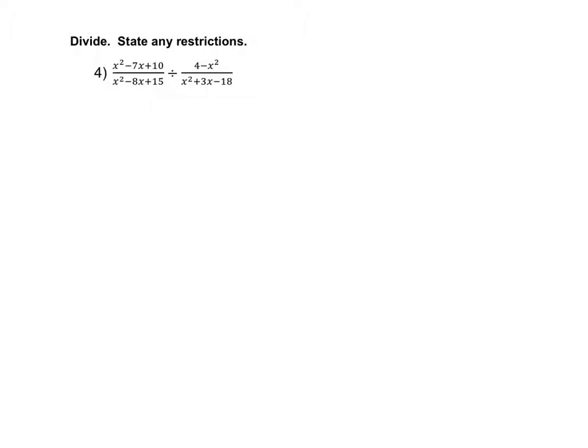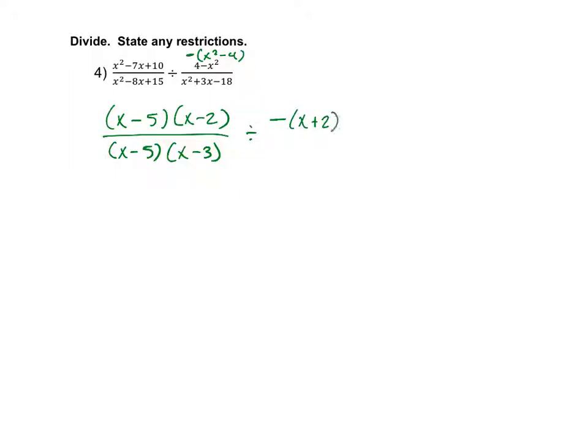So when I'm dividing fractions, we're going to start by factoring everything out. So this is x minus 5, x minus 2 divided by x minus 5, x minus 3, divided by... I'm going to factor out that negative first. So if I factor out my negative, I'm going to have x squared minus 4, so x plus 2, x minus 2, divided by x plus 6, x minus 3.